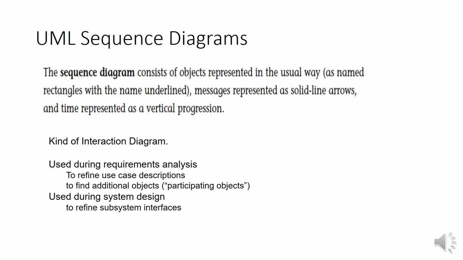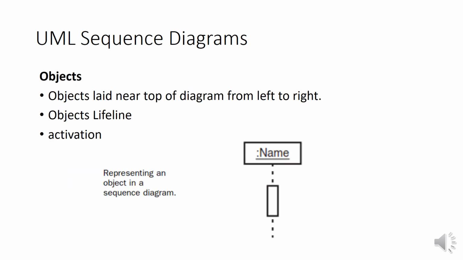It is used during requirement analysis, to refine use case descriptions and to find additional objects, and it is used during system design to define subsystem interfaces. Sequence diagrams are two-dimensional. The vertical dimension shows the element of time, and the horizontal dimension shows the different participating objects that are involved in the interaction.